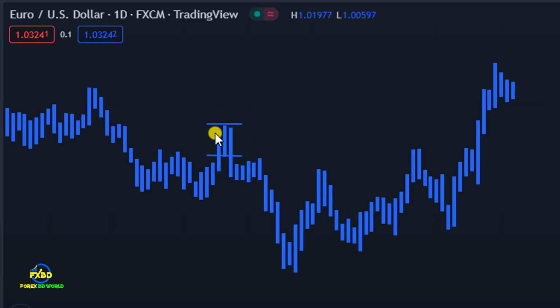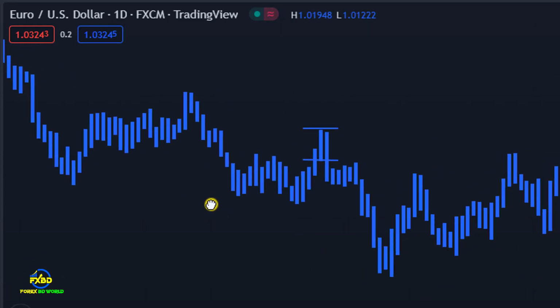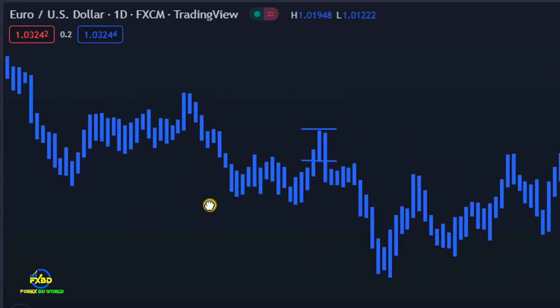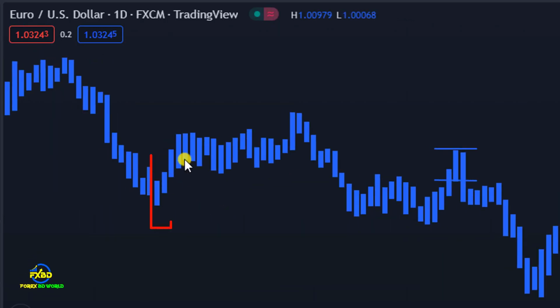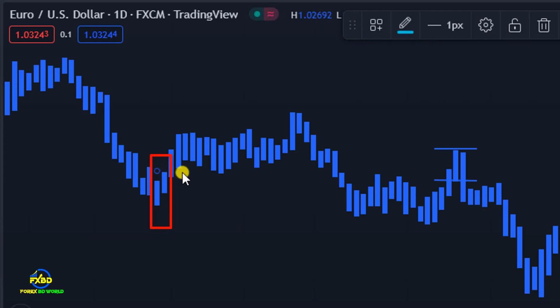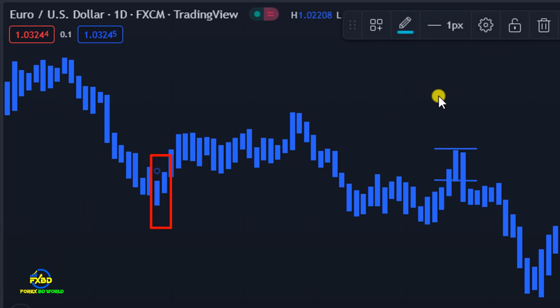Now let's see the bullish pattern. As you can see two candles here. The rule for this pattern is that the high and low of the second candle will be above the high and low of the first candle. That is, in case of bullish, the second candle will be above the first candle. But note the high and low of the second candle must be above the first candle. This is the bullish pattern that you see on the screen.